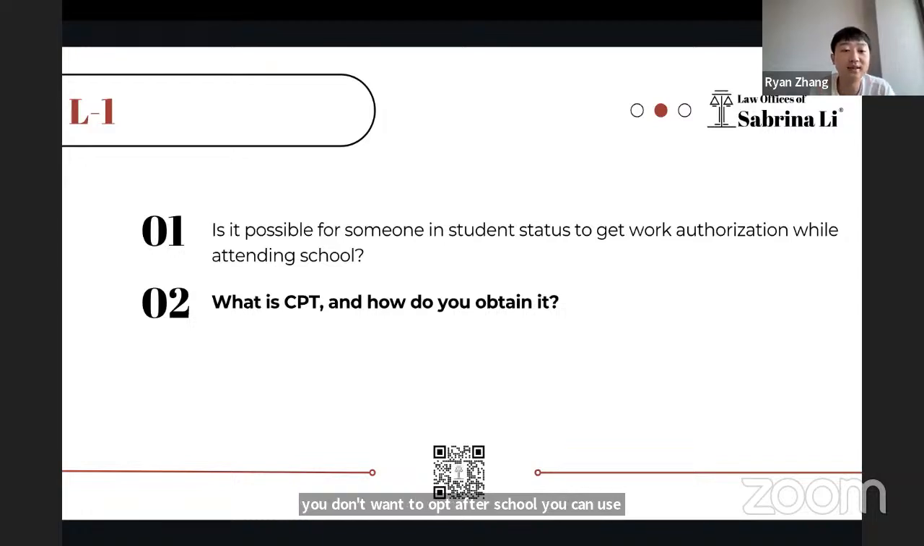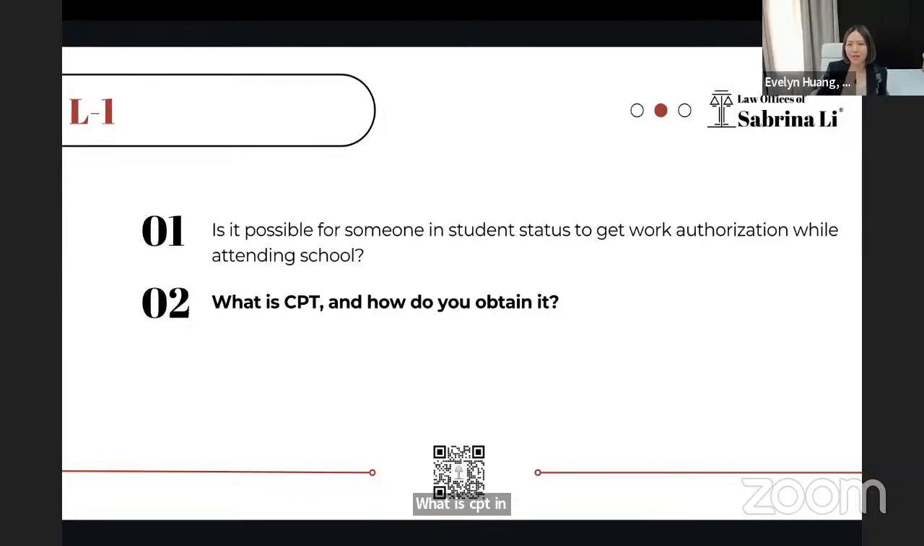All right, let's ask the second question. Evelyn, what is CPT in particular, and how do I get CPT? Well, CPT is curricular practical training. That's pretty much the work authorization while a student is in school. I think Ryan knows a lot about it. How do we get it?